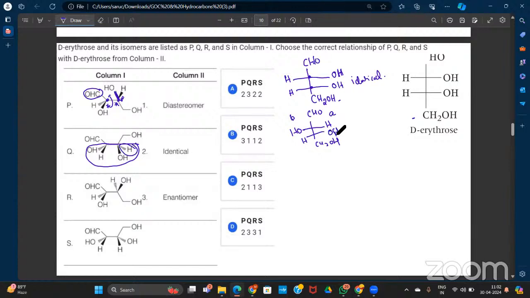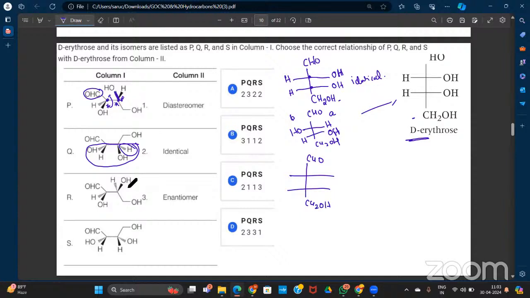Okay, now is it the same as the first D-erythrose? No, it is not the same. So either it should be an enantiomer or it should be a diastereomer. That we will do later. Now first I'll write the Fischer projection, and again this is CHO, CH2OH. Now you want to fill this one or write it as it is? They are just opposite to each other. Now invert it.